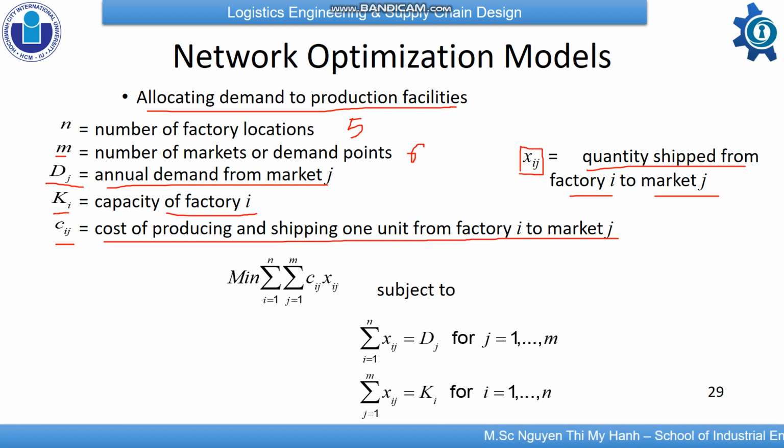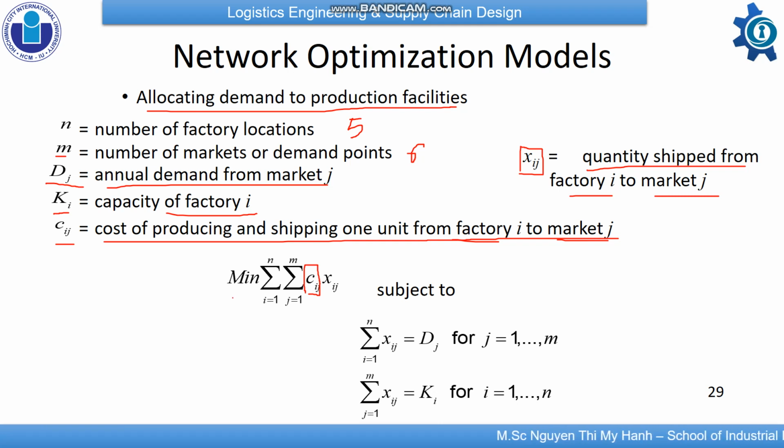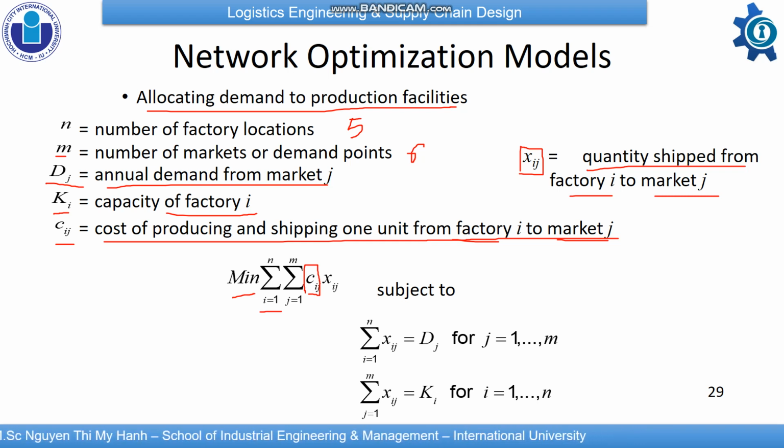And our objective function is that we want to minimize the total variable cost. So the variable cost is equal to the cost of producing and shipping one unit from factory i to market j multiplied by the quantity we ship from factory i to market j. And i will run from 1 to n because we have n factory locations, and j will run from 1 to m. m is the number of markets. That is our objective function.